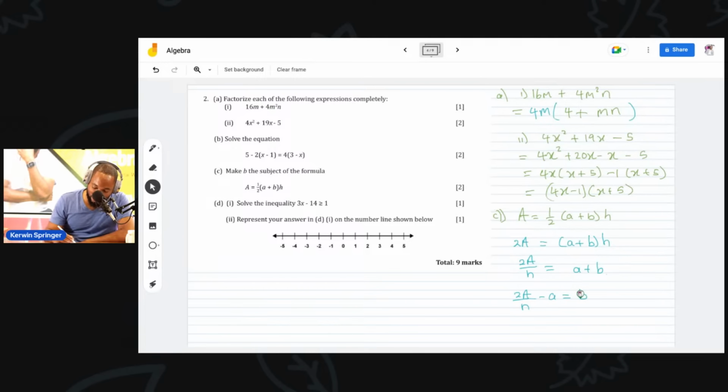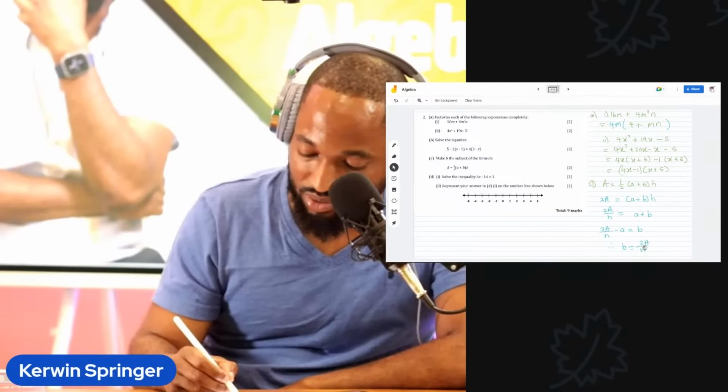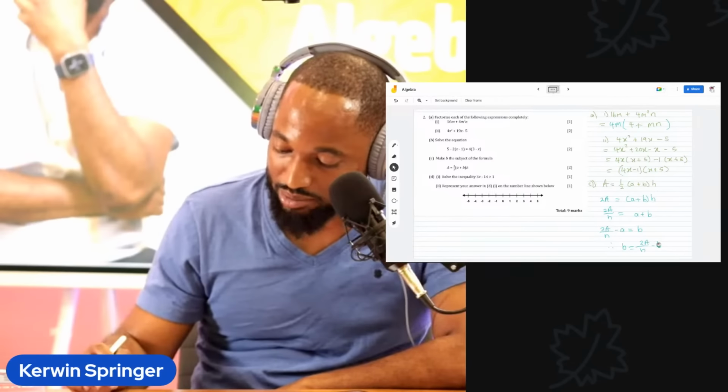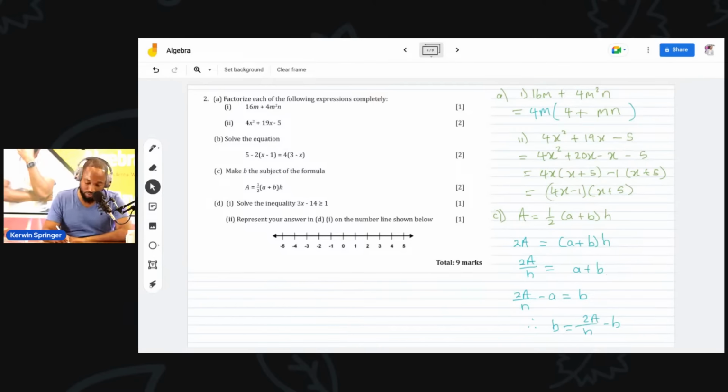I could write it this way for those of you who like it this way. 2A over H minus B. We can make a swing back. So 2A over H minus B, and we good to go.